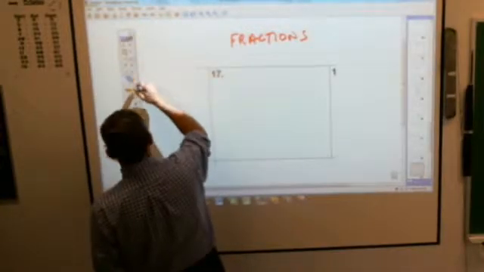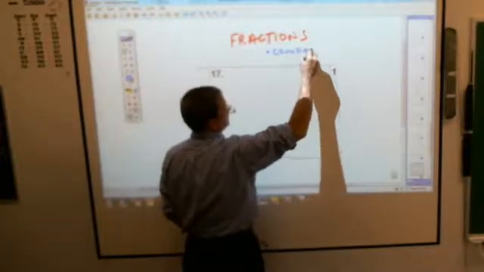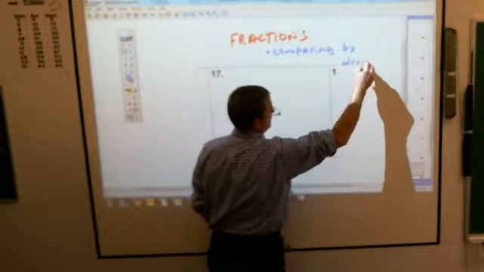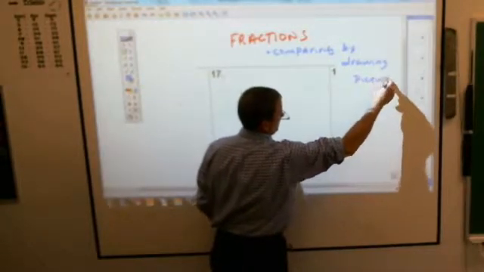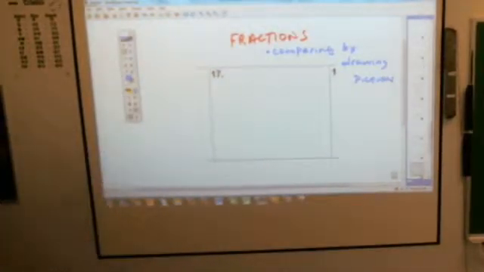Fractions: comparing by drawing pictures. And this will be short and very sweet for you. First of all, I copied up there a little square from your homework paper. Yours does not have green, but it is pretty much that same thing.